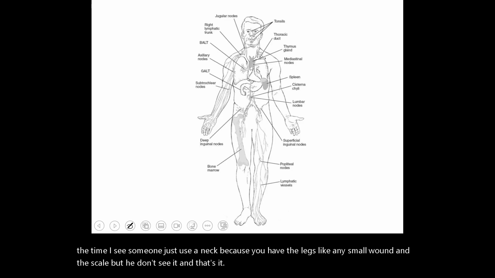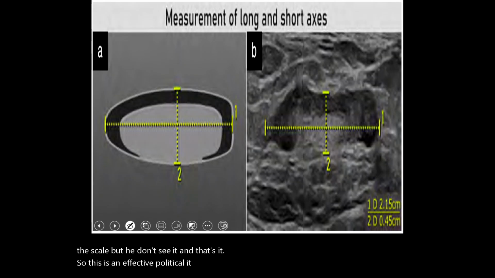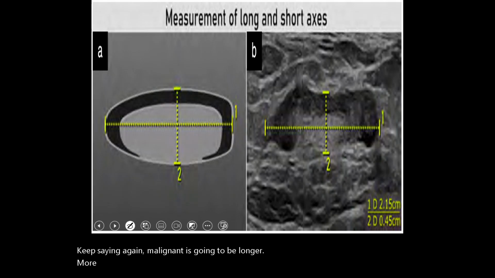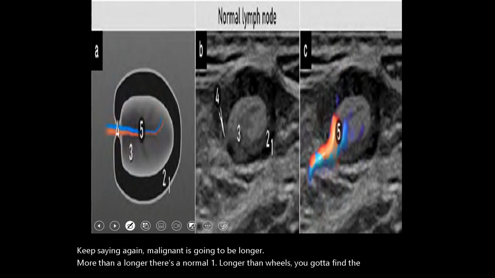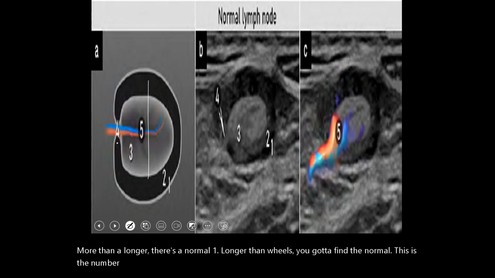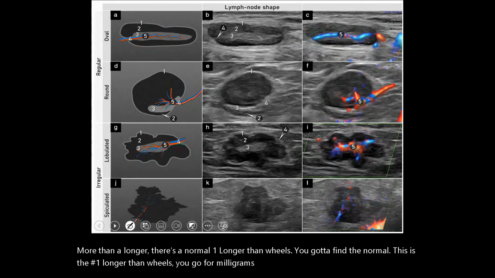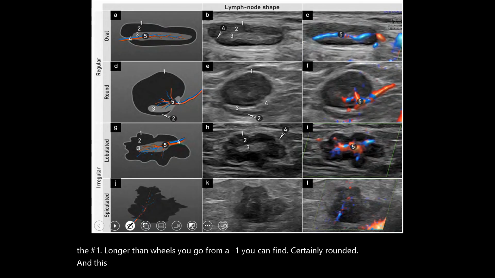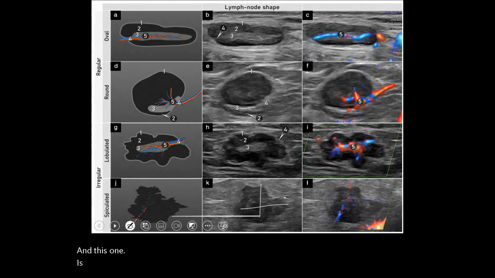So this is the lymphatic system, which is all over. Now, how do we tell malignant from benign? The normal one is longer than its width. This is the normal one, longer than width. With the malignant one, you find it starting to become rounded, and this is the regular one, this is the irregular one. You can see its width is more than its length, and it is irregular.